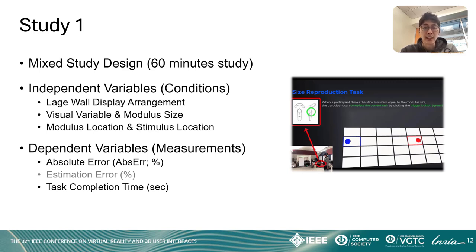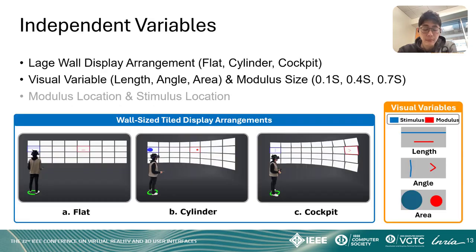Absolute error is the percentage difference between the perceived and target size, and estimation error evaluates the direction or tendency of the perception error. This presentation focuses on reporting absolute error and task completion time. For more details about estimation error results, please refer to our paper.